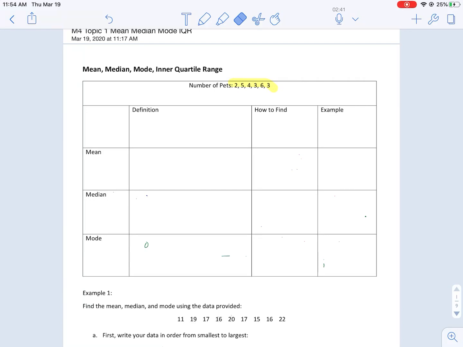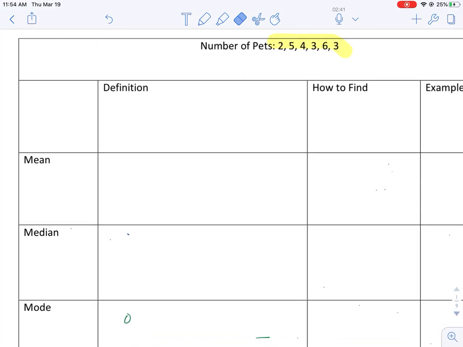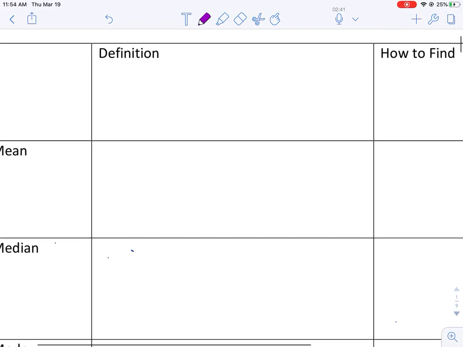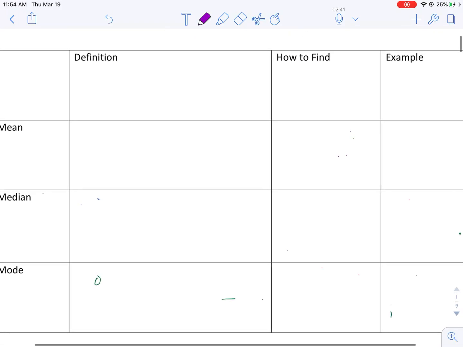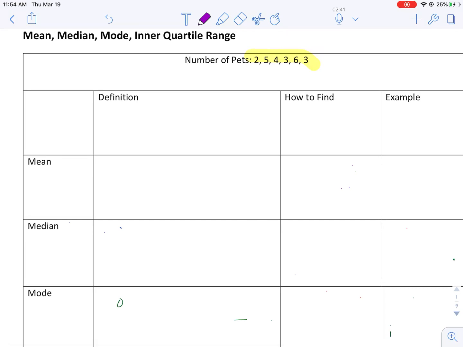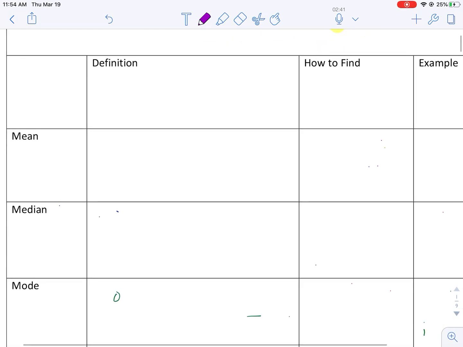Okay, guys, we are going live here with some instruction. We're talking about mean, median, mode, and that's our next section in here, which is stats. So we're going to use this small set of data that I've highlighted here. We're going to be finding mean, median, and mode.